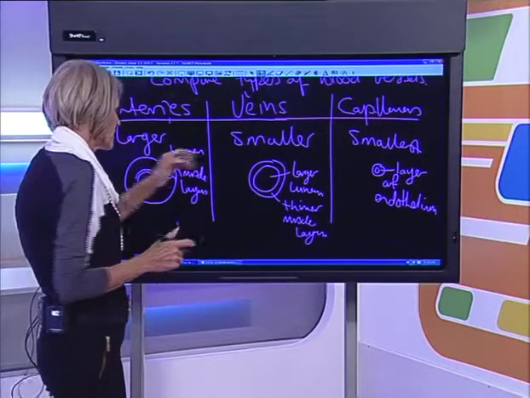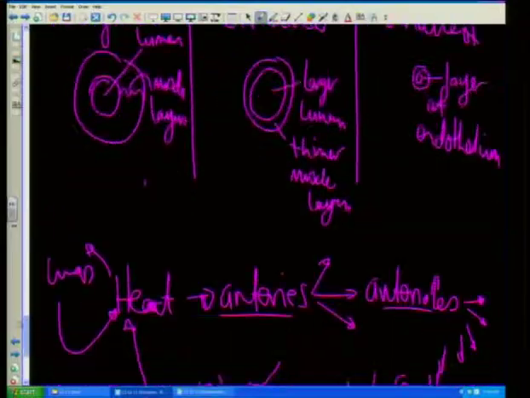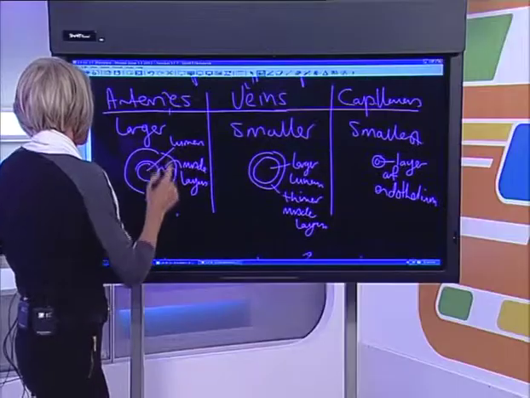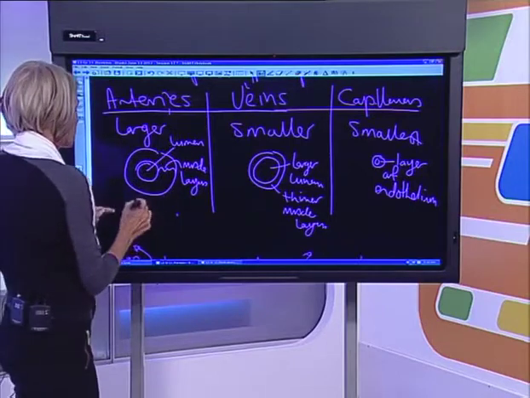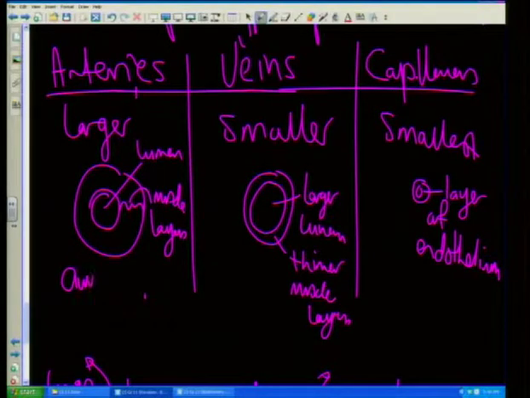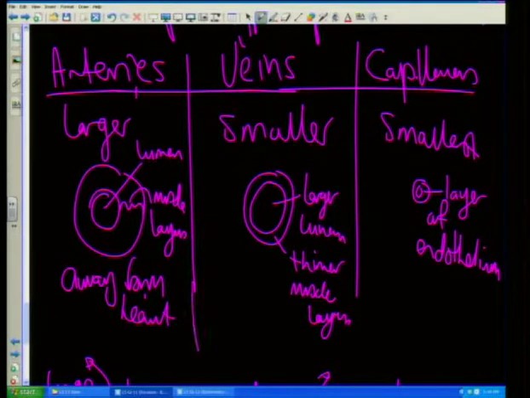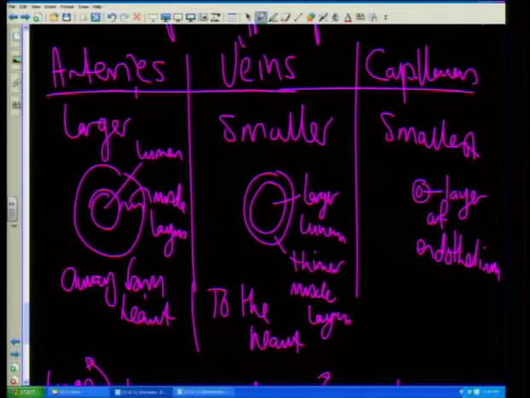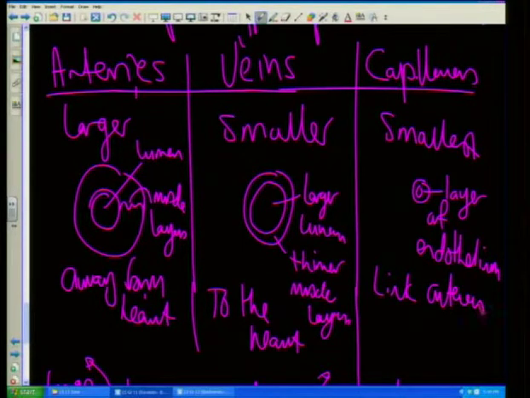Your veins are going to transport blood. Your arteries are always going to transport blood away from the heart. Veins always transport blood to the heart. And your capillaries are always in between. So they are just small little structures that link arteries and veins.